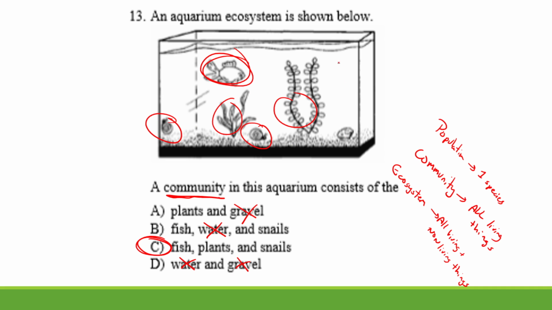We don't care about the water here, right? The water is not a living thing. The gravel, the rocks are not living things, so they are not part of the community. They are part of the ecosystem, right? Which is all 5, right? If we're looking at the ecosystem, we would have fish, plants, snails, gravel, and water. We would add the non-living things if this was a question about the ecosystem. But because it's not, and they're asking us specifically about the community, it's all the living things and none of the non-living things.